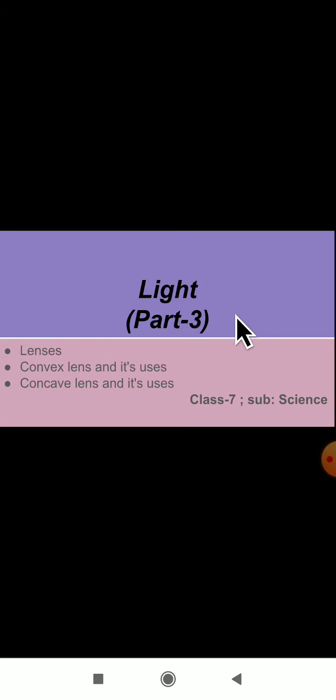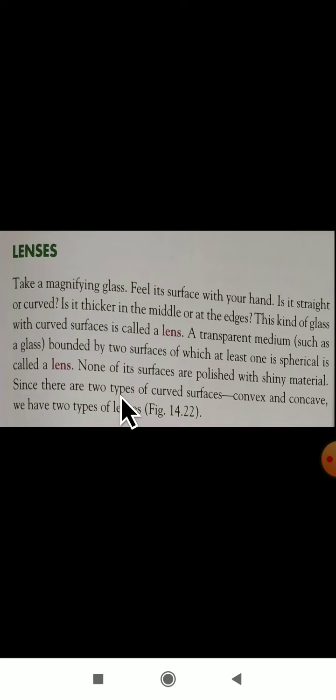Dear students, in the previous video class we started with the light chapter. In that we learnt about the rectilinear propagation of light and the reflection of light. Next we learnt about plane mirrors and their properties. Next we learnt about spherical mirrors, real and virtual images, which is very important. Today in this video class we are going to study about lenses, types of lenses and their uses. Let us see about the lens.